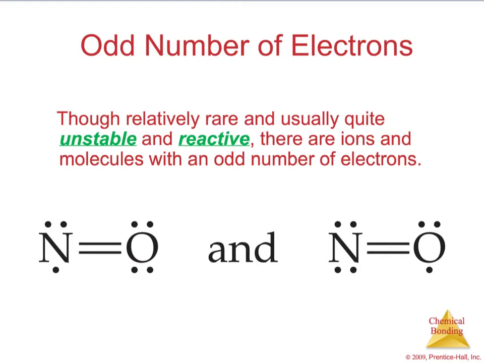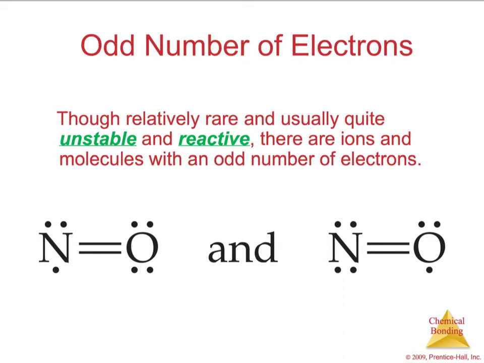Odd number of electrons are pretty rare. And when we get an odd number of electrons, we actually have an unstable and highly reactive molecule. An example of an odd number of electrons is something like what you see here. If you notice, we have nitrogen and oxygen. Nitrogen has 1, 2, 3, 5, 7 electrons. Oxygen has 2, 4, 6, 8. So we notice that we have 7 electrons here, and we do have 8 here.